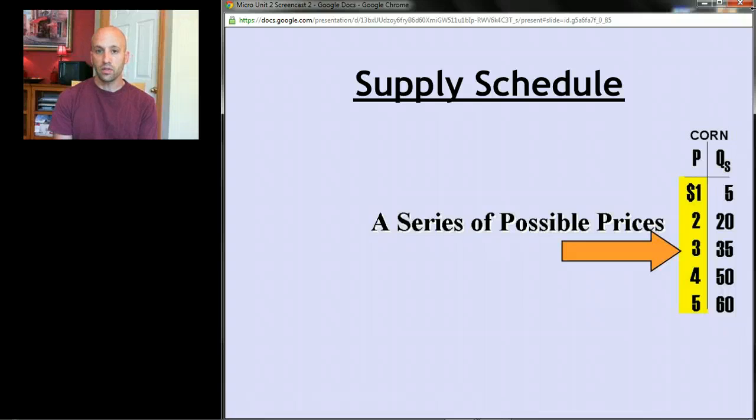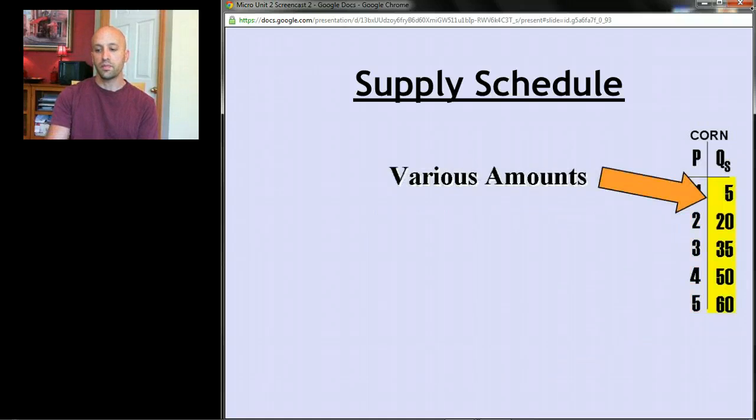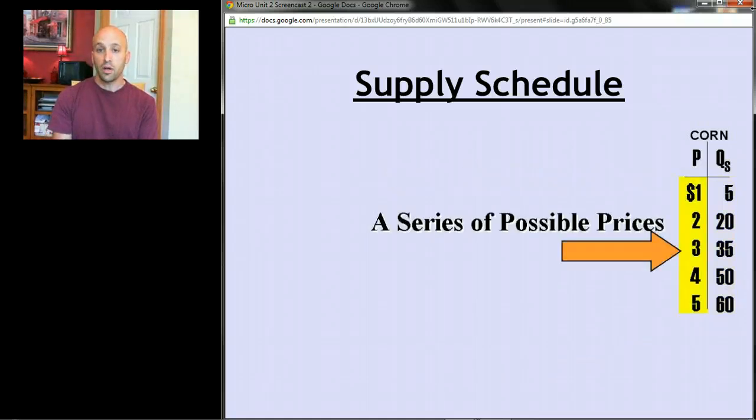Now a supply schedule looks a lot like a demand schedule, but again, it's from the producer's point of view. It's again a hypothetical series of what-ifs, a series of possible prices, along with a corresponding series of quantities. Each price comes along with the quantity that the producer would be willing and able to produce if it was able to sell its particular good or service at that price. So this supply schedule is saying that if the price is $1, producers will produce 5. If they could sell it for $5, producers will produce 60.